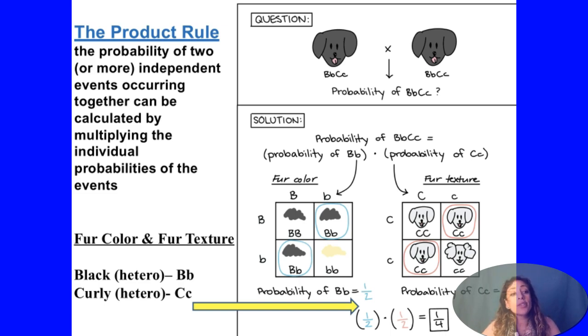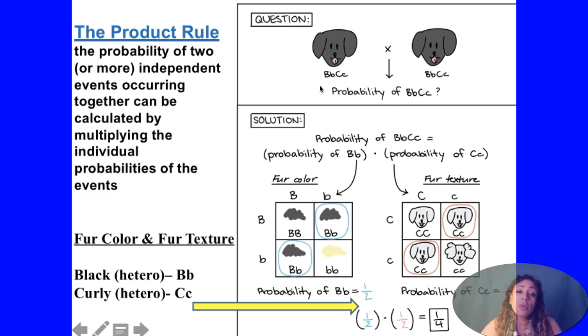So let's also talk about what the product rule is. The product rule is used when you want to find the probability of two or more independent events occurring together, and that can be calculated by multiplying the individual probabilities of the events. So in this example right here, we want to know the probability of getting a heterozygote for this B and also a heterozygote for this C. Because remember, this is one trait being crossed and this is another trait.